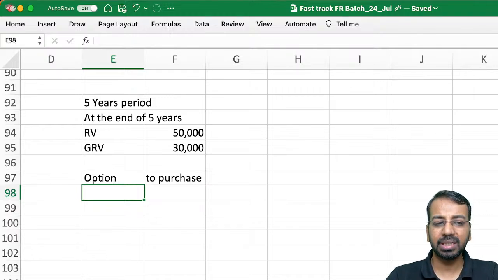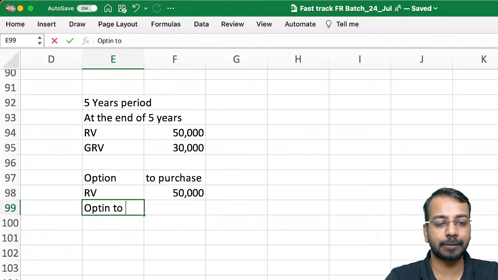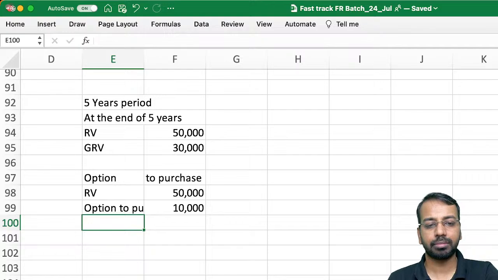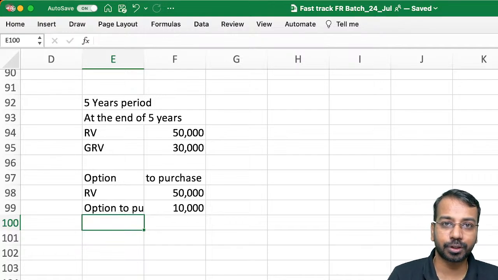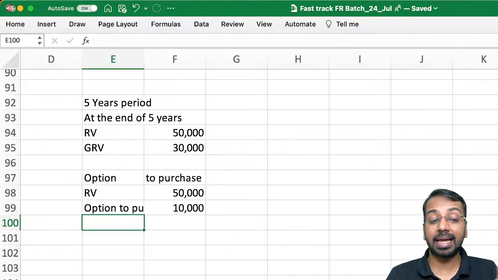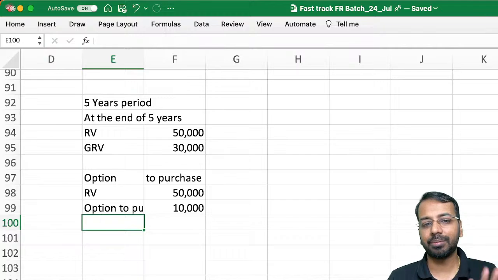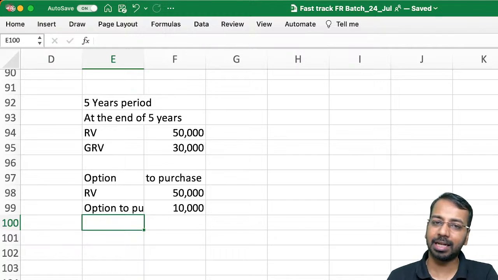Now let us say at the end of 5 years, residual value expected is 50,000. There is an option to purchase at 10,000. Now, will the lessee exercise this option? Something worth 50,000, if I am getting at 10,000, will the lessee exercise that option? Most likely, yes. If the lessee is likely to exercise this option, it means the lessee is telling itself that, see, something worth 50,000 I am getting at 10,000, let me buy it.